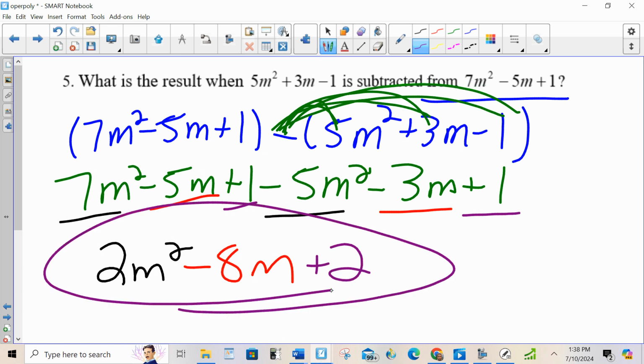So when you're subtracting, from comes first. So the 7m squared minus 5m plus 1 comes first. And then to subtract, I distribute the negative, and I combine like terms.